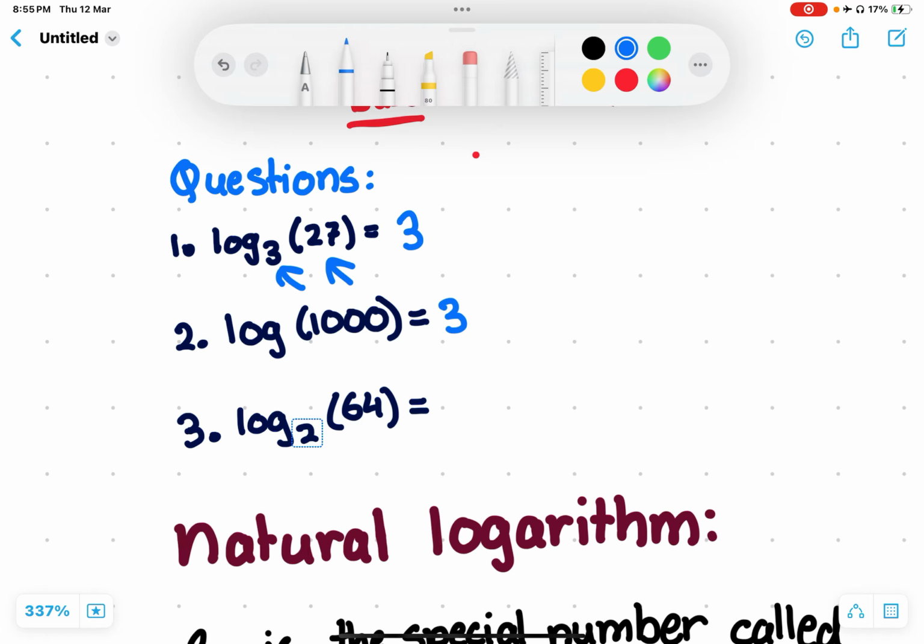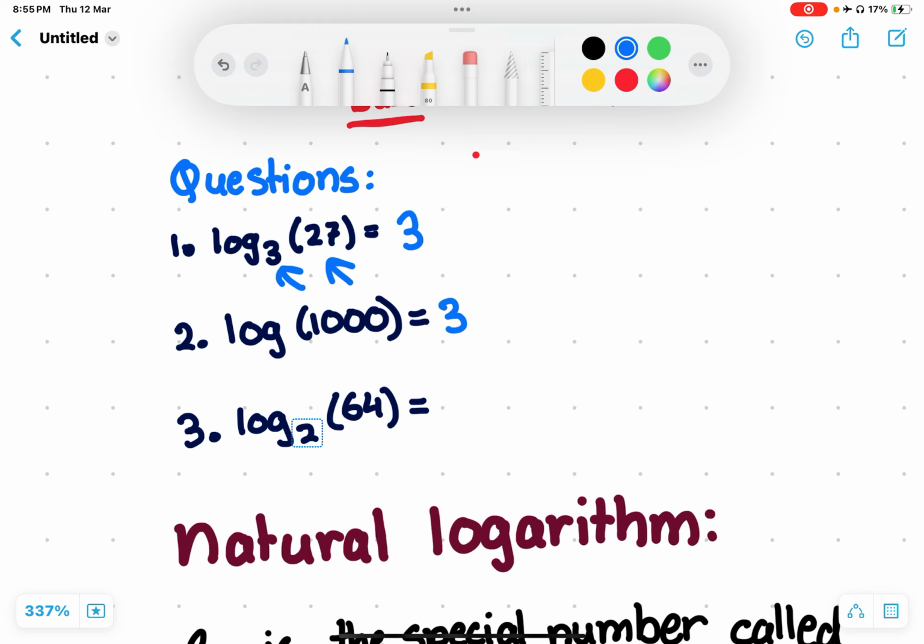Now the next thing is log base 2 of 64. How do we do this? Well, if you've played the game 2048, which I played a lot in my childhood, it's a very cool, fun game, right? We can go from powers of 2. It's basically powers of 2 in that game.